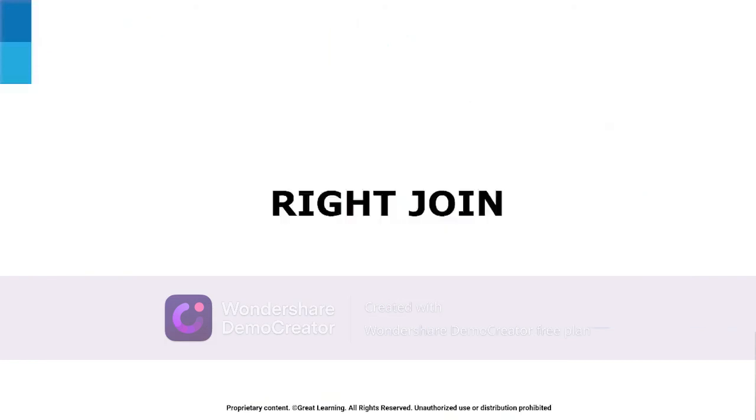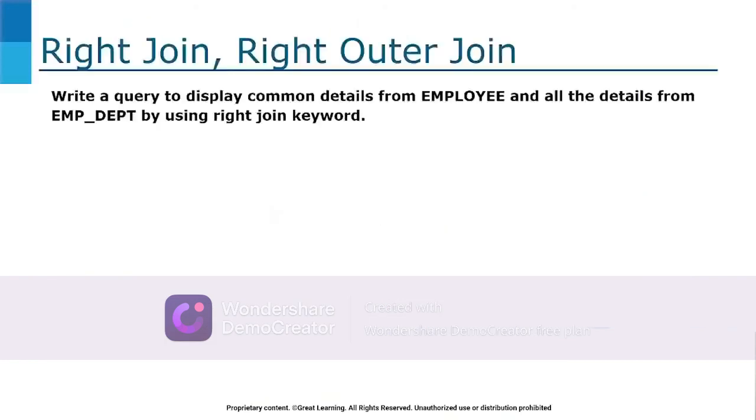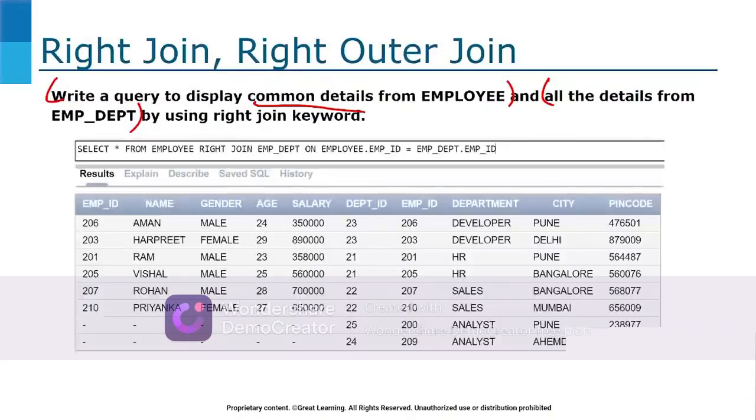Let's move to the right join and understand what this is. Right join means that the right table, everything will come, but from the left table only common details will come. So have a look at what I've written. Write a query to display common details from employee, but all the details from employee department. Now the query must have been understood. You will get the query in your mind itself, right?